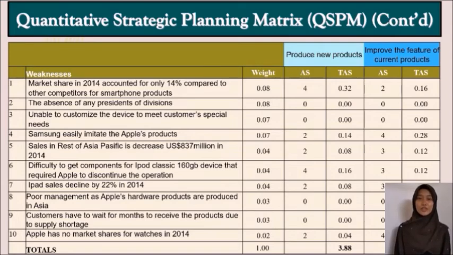Then, compute the total attractiveness score, which is calculated by weight multiplied by attractiveness score. Then, the total attractiveness scores are summed up to get the sum total attractiveness score. The strategy alternatives that Apple wants to choose from are buying a new product or improving the features of the current product. So we get the sum total attractiveness score for buying a new product as 3.88, while for improving the features of the current product it is 3.91. Therefore, this shows that improving the features of the current product is the best alternative. So Apple must make a decision to improve the features of their current products.